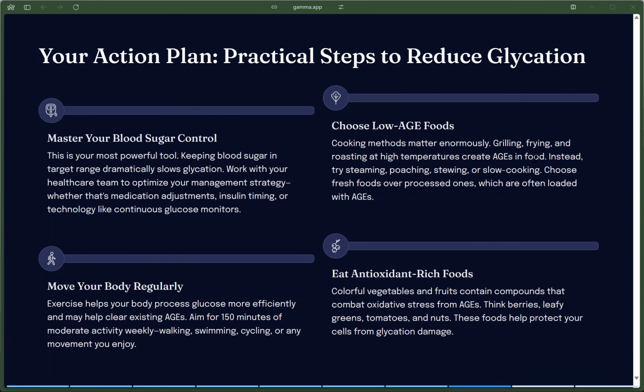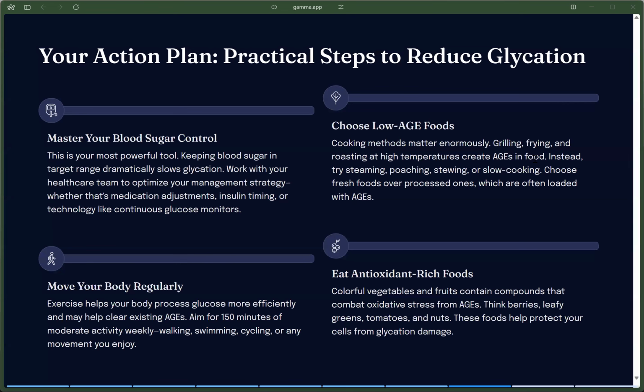So the second action will be choose a steaming method. Okay, light grilling. Try not to grill it until it becomes very dark in color, because a lot of times in Indian culture, let it fry quickly, let it turn nicely black, it's really tasty, it's really crunchy altogether. So that crunchiness is the glycation, the glycation that you are eating. That is why we need to choose low AGE food.